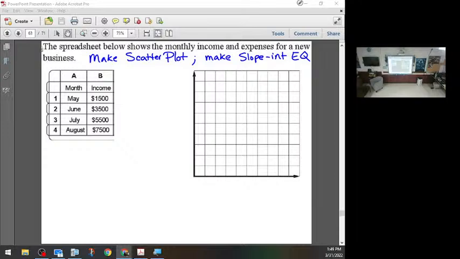Just like we practiced last time, what kind of scale do you need? I've only got 10 by 10 boxes up here. Maybe my scale is going to be different than yours, because you can use as much space as you want on your paper. As long as it's labeled and organized, as long as you follow the steps, we're good.